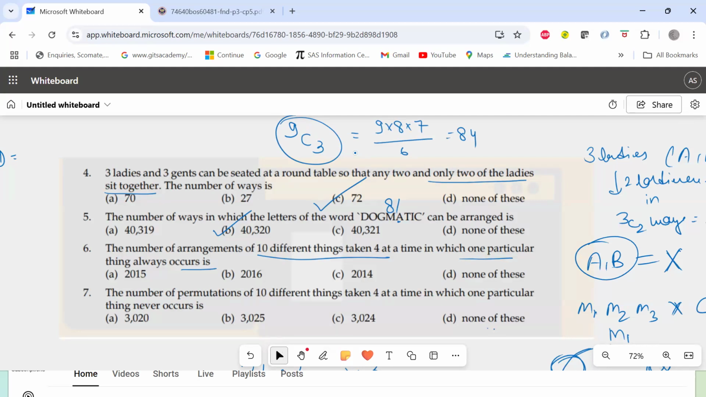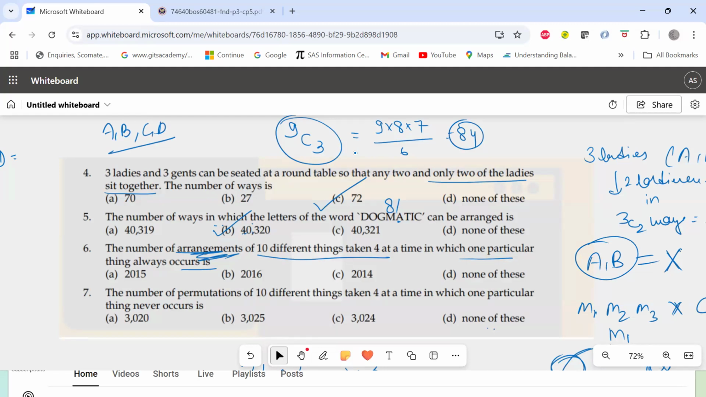So question number 6. They are asking about arrangement. The selection would be 9C3, and then they are talking about arranging. So now you've got 4 things, A, B, C, and D, and you have to arrange them. If it is only about selection, then one thing would anyway be there. So suppose A is anyway there. You have to select 3 things from the 9 things, because one would always be there.